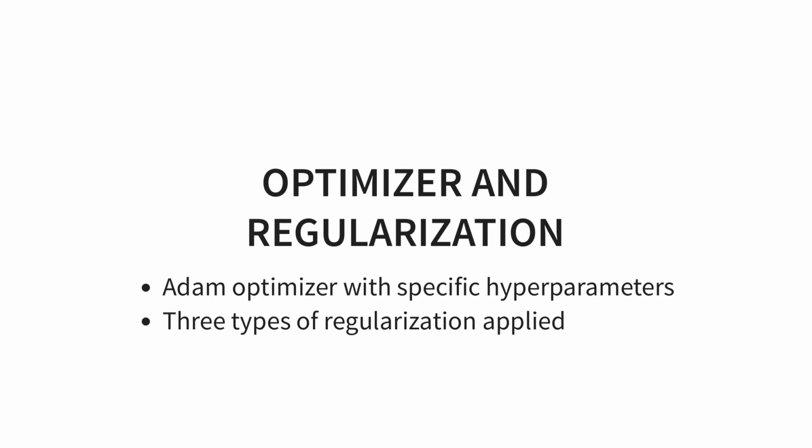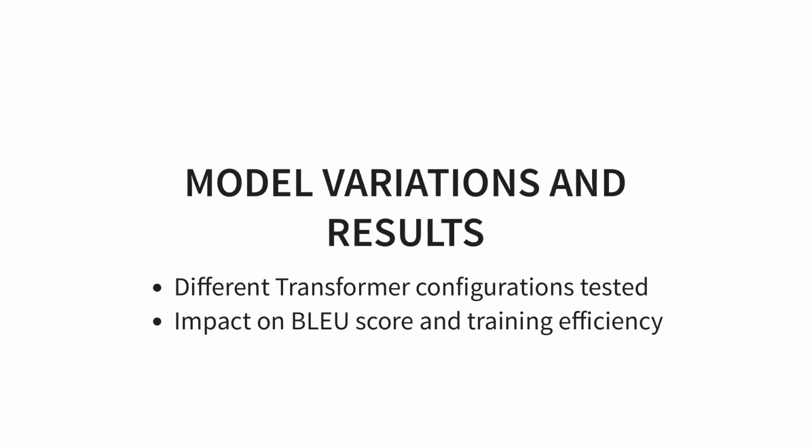Regularization techniques included residual dropout, label smoothing, and attention dropout to prevent overfitting and improve model performance. Various model configurations were evaluated to optimize the transformer's performance. These included adjustments to the number of attention heads, embedding sizes, and whether to use sinusoidal positional embeddings or learned positional embeddings. The results showed varying impacts on the model's BLEU score and efficiency.